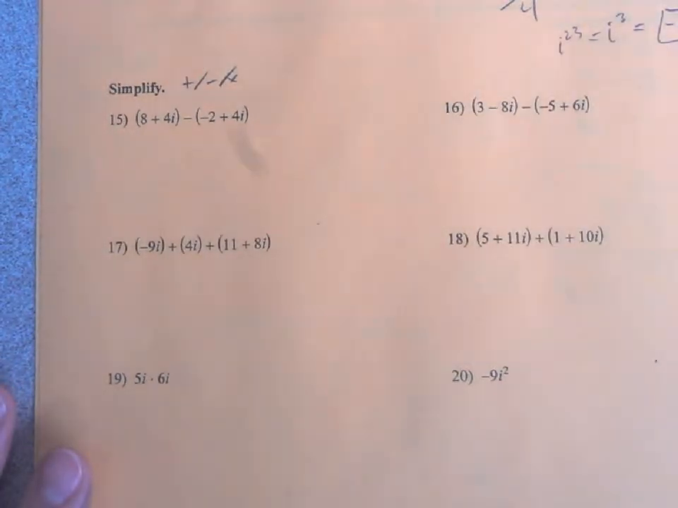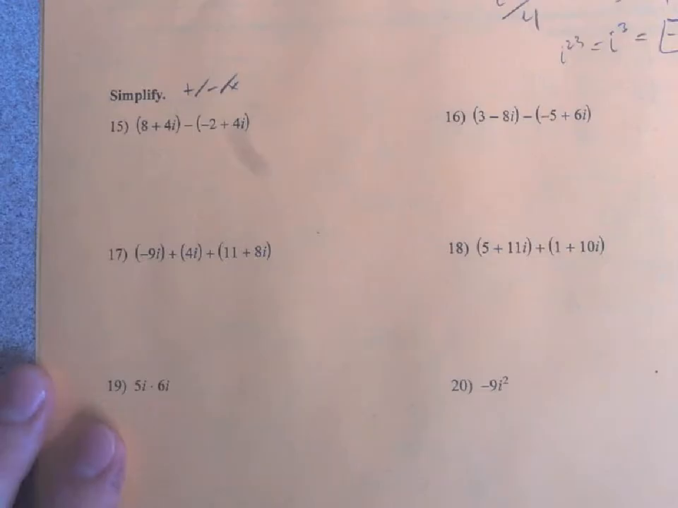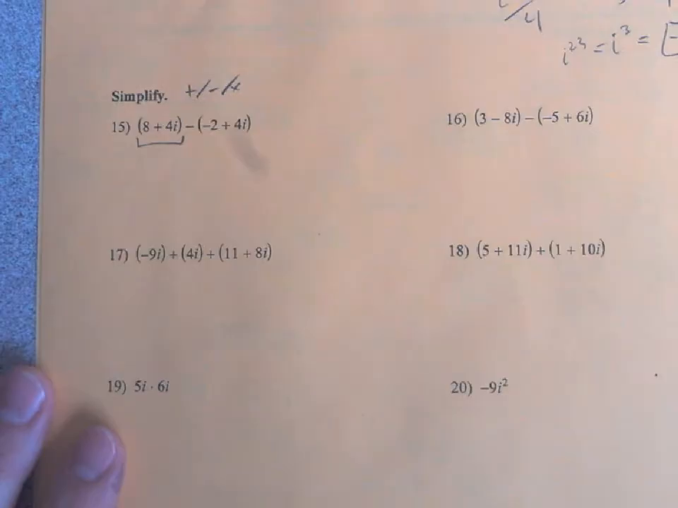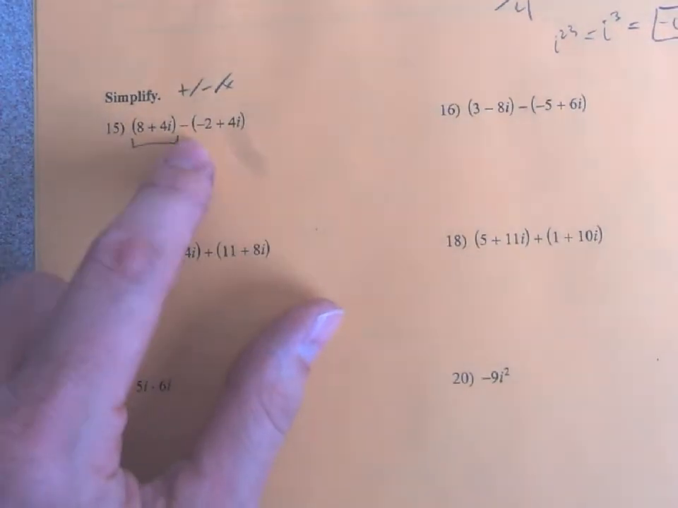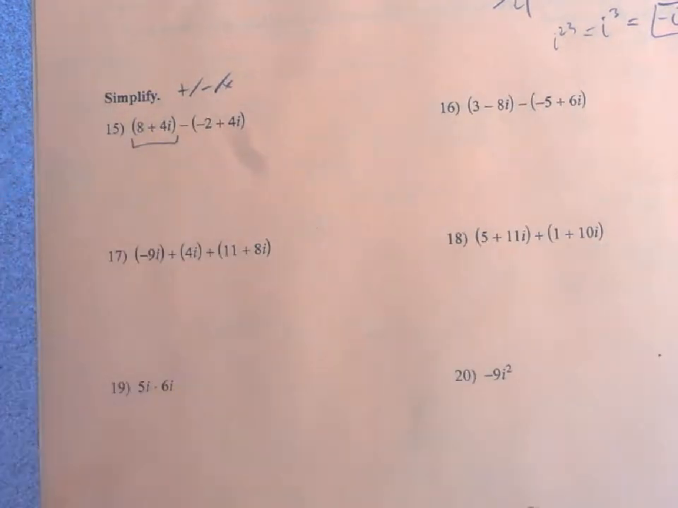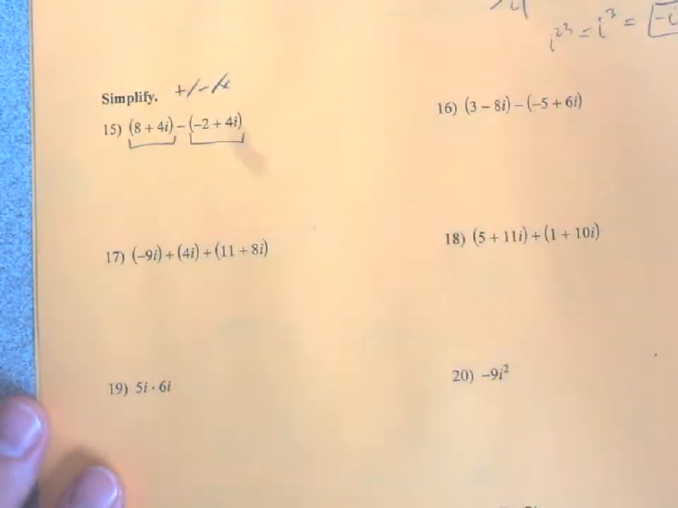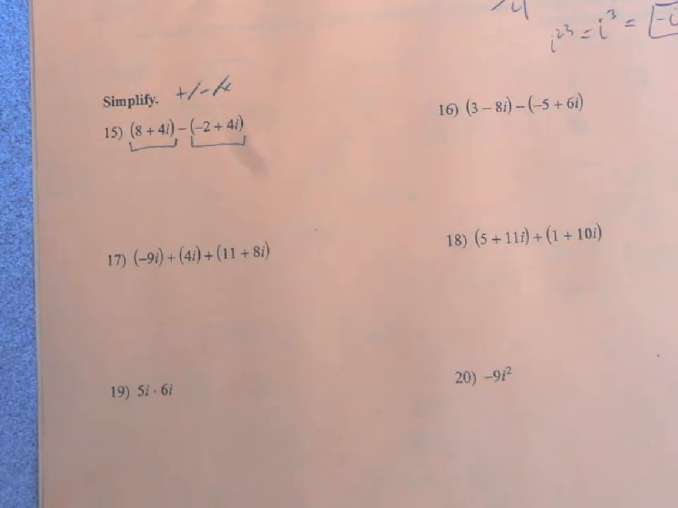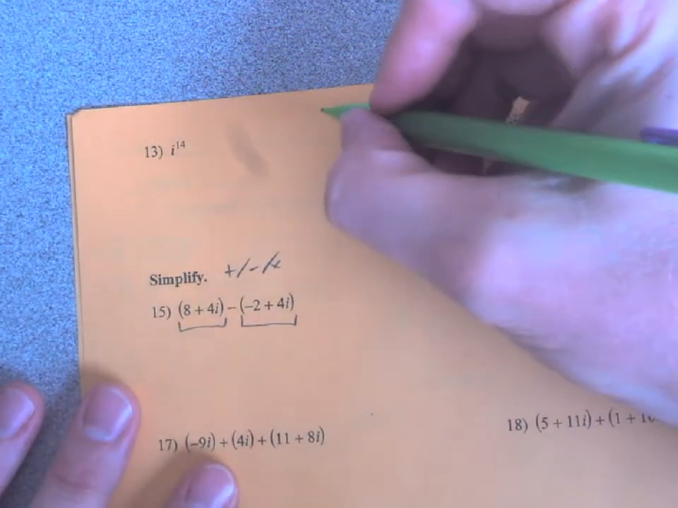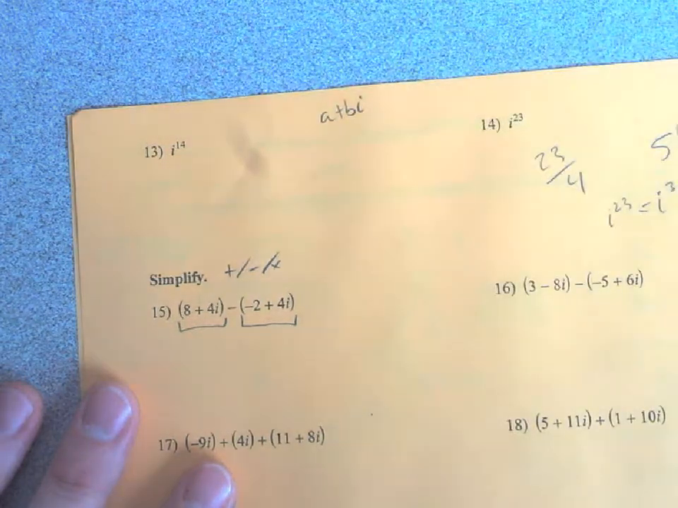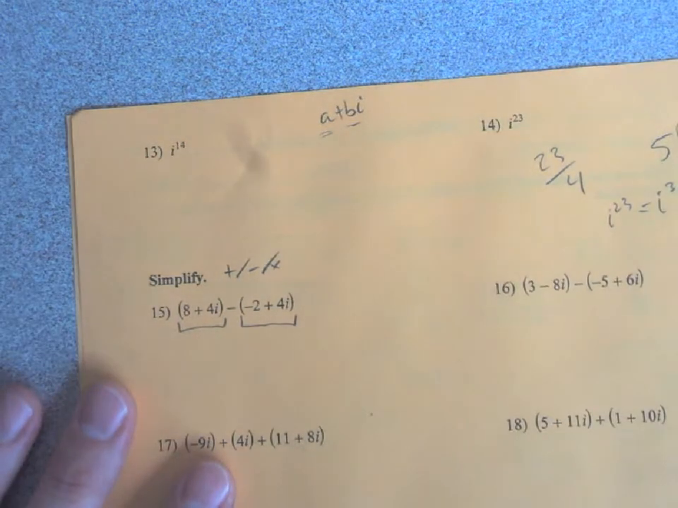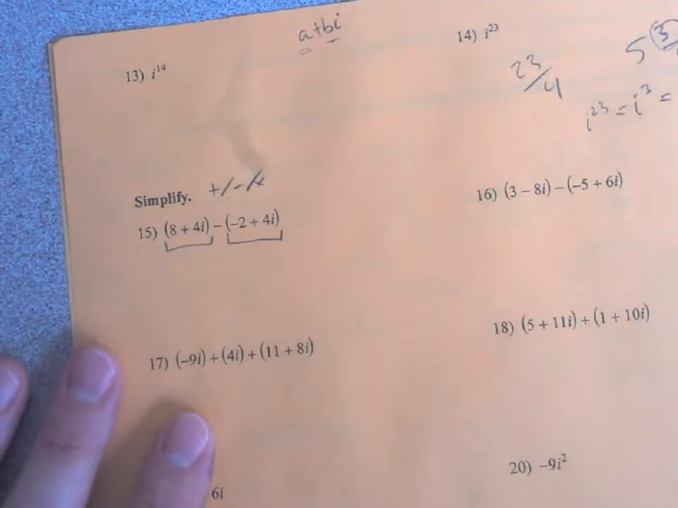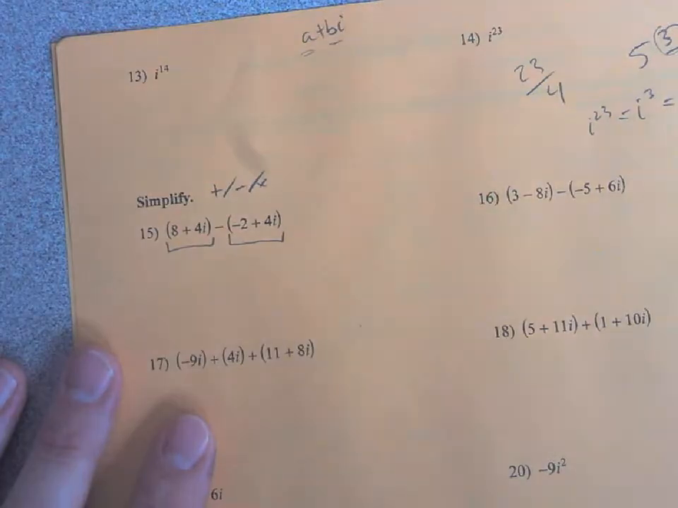All right, so 15, we got 8 plus 4i. Now this right here is one way to write a complex number. This is a complex number that has a real portion and an imaginary portion. And so what we have here is actually 2 complex numbers, the difference of 2 complex numbers. So if you recall, complex numbers look like a plus bi, where a is a real number and b is a real number. But keep in mind that either a or b can be 0.